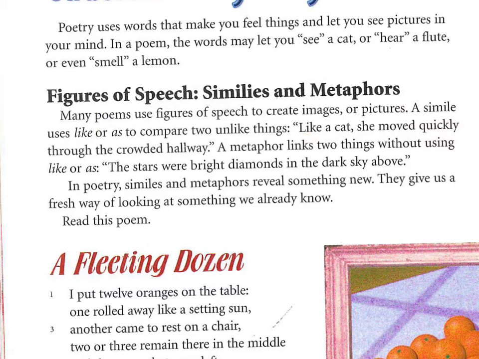Quote, like a cat, she moved quickly through the crowded hallway. So here, she is probably a person, right? So she, the person, is like a cat because she's fast. So that's a simile because it uses like. Like or as is a simile. But both of them compare two things.